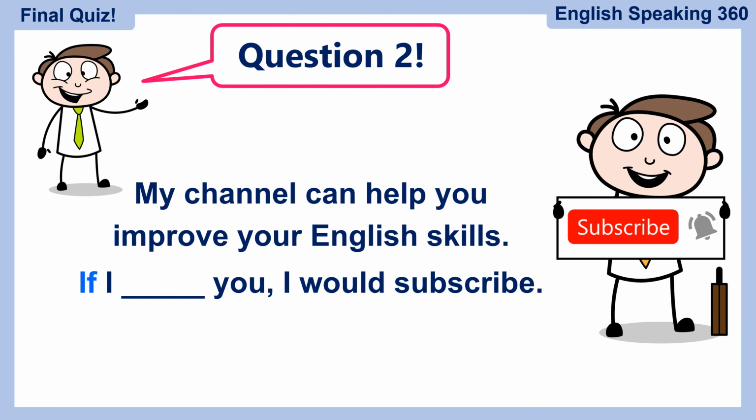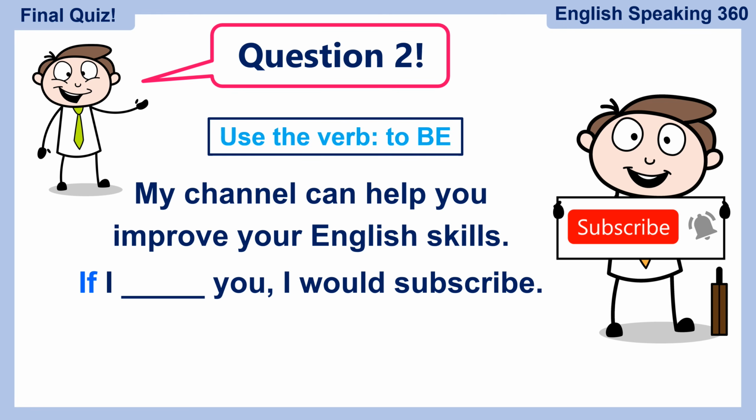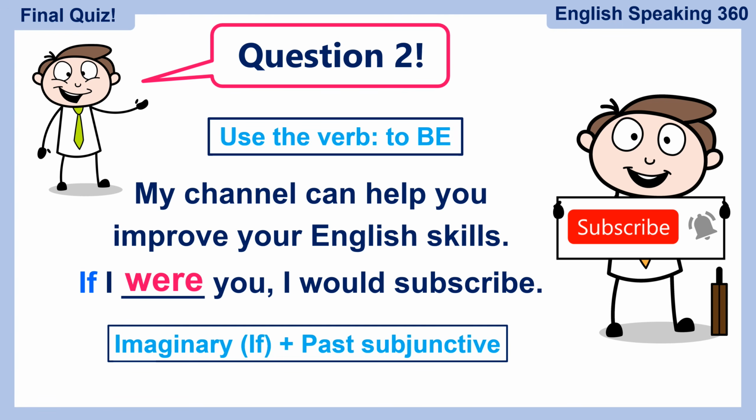Question number 2. My channel can really help you improve your English skills. If I you, I would subscribe. Use the verb to be in this sentence. You ready? If I were you, I would subscribe. Why do we use were? Because it is an imaginary if sentence that requires the past subjunctive, and the past subjunctive for the verb to be is were for all subjects.